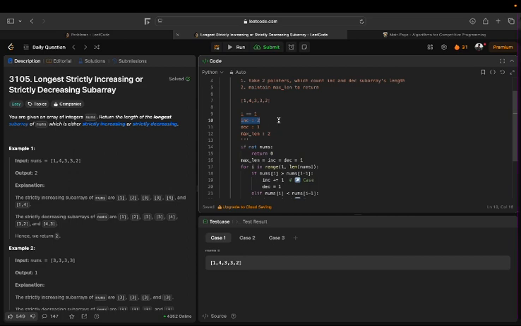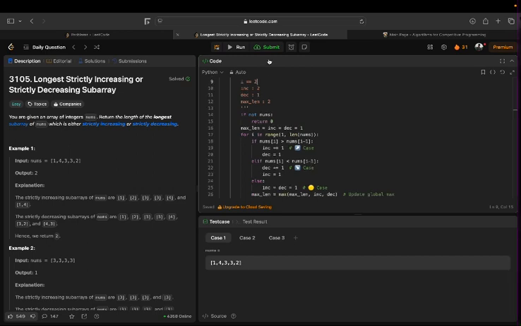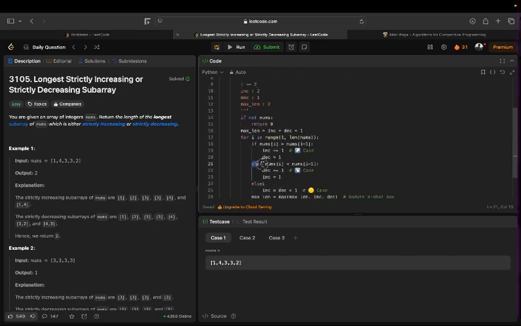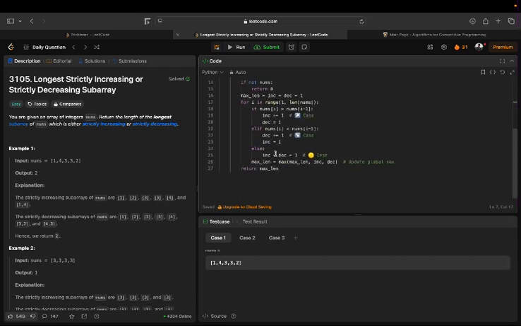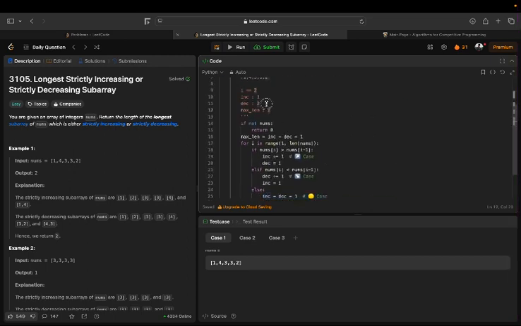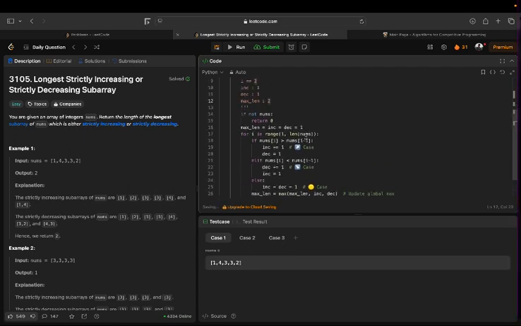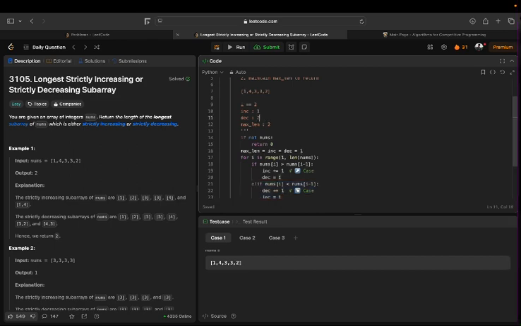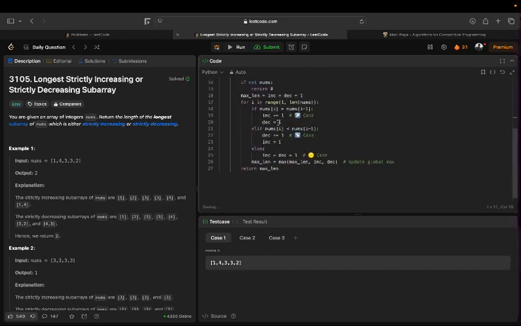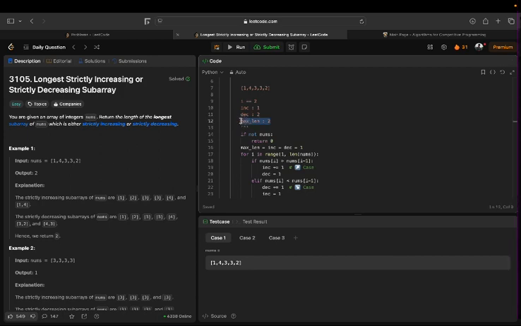Now at i equals 2, is this greater than this? No. Is this smaller than this? Yes. So we go to this condition, and decreasing will be 2, increasing will be 1, and the maximum remains 2. At this point we go into the third condition, both will be 1, maximum will be 2. At the fourth point, the second condition is considered and this will be 2. And we return max length, which is 2.